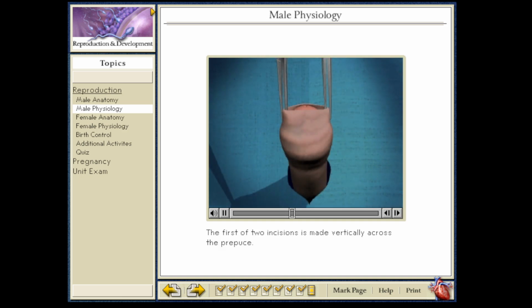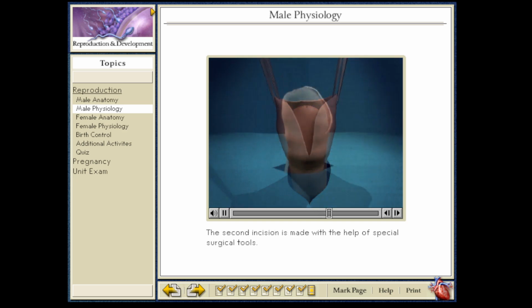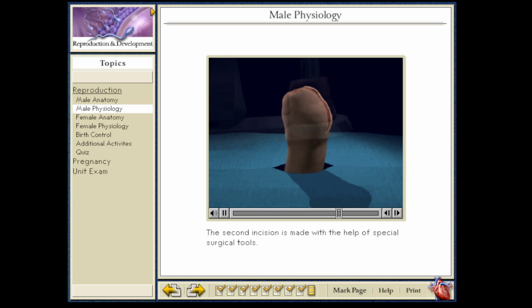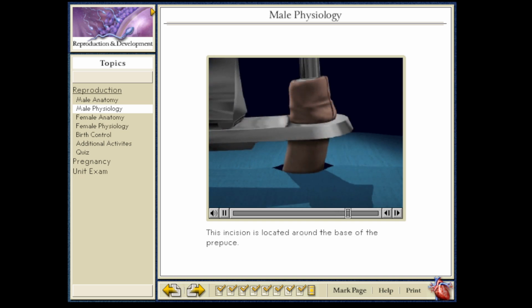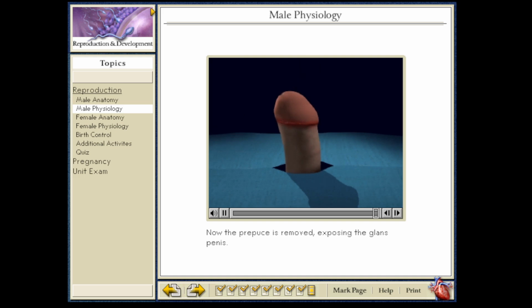The first of two incisions is made vertically across the prepuce. The second incision is made with the help of special surgical tools. This incision is located around the base of the prepuce. Now the prepuce is removed, exposing the glans penis.